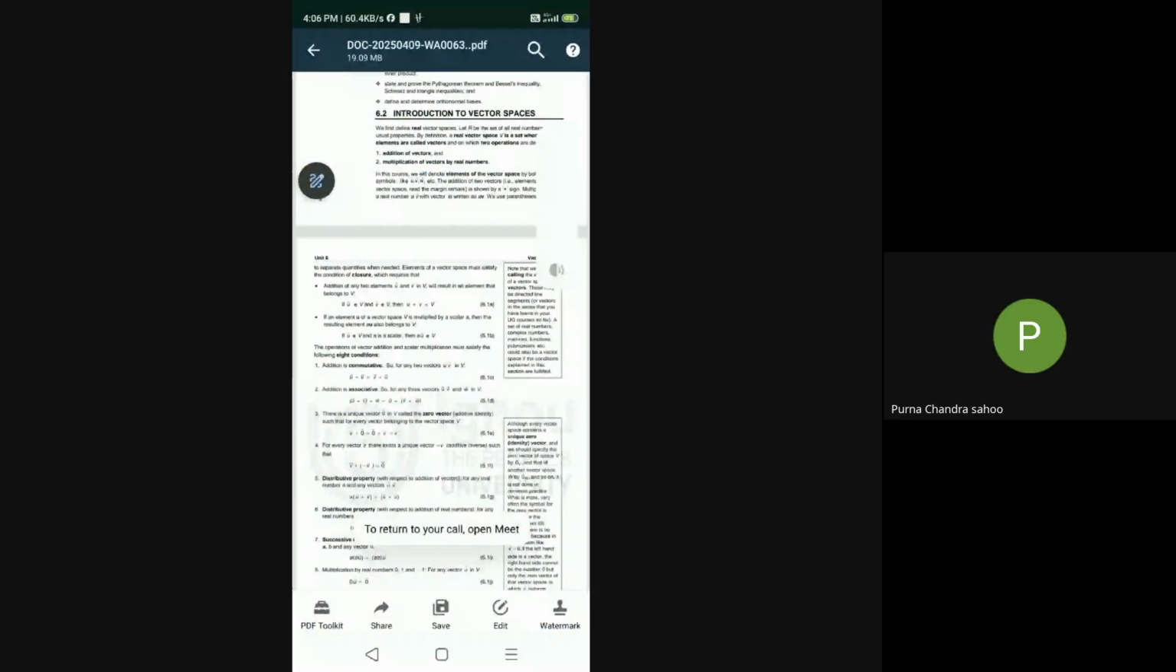So the last part of this course, that is vector space matrix, we shall discuss today. And I think the screen is visible. Or not? Yes, sir, visible.